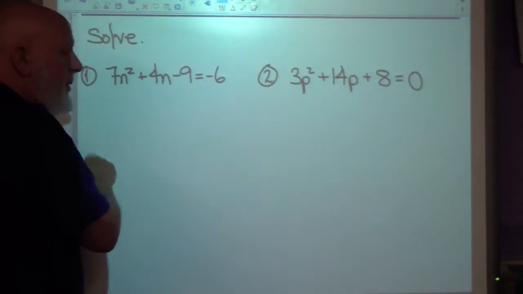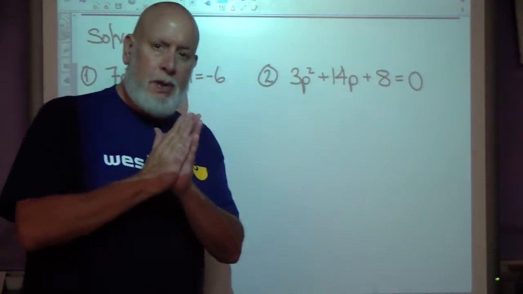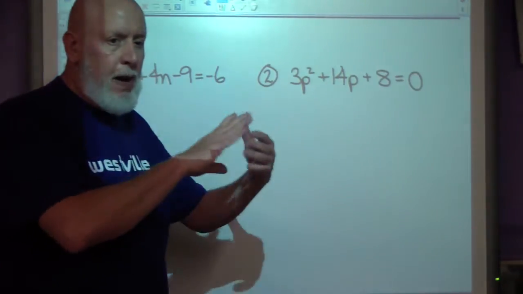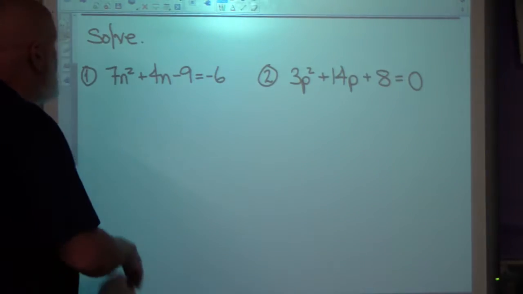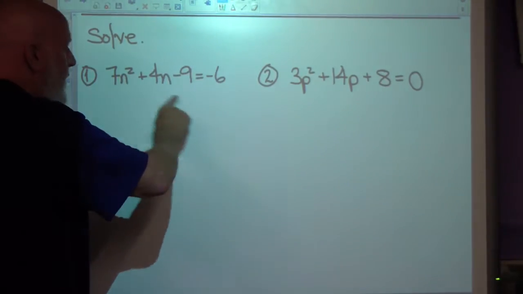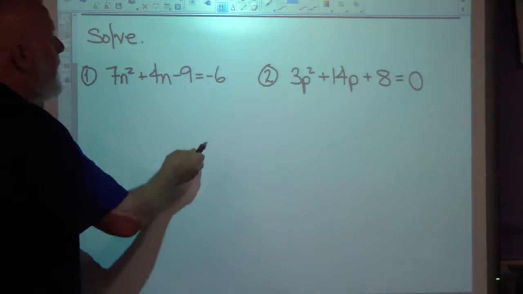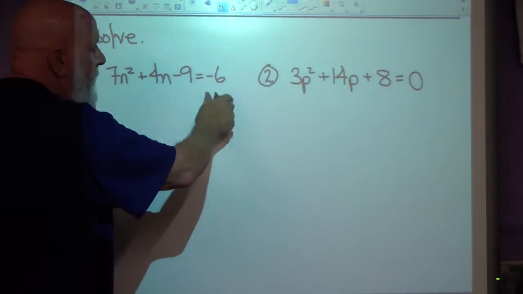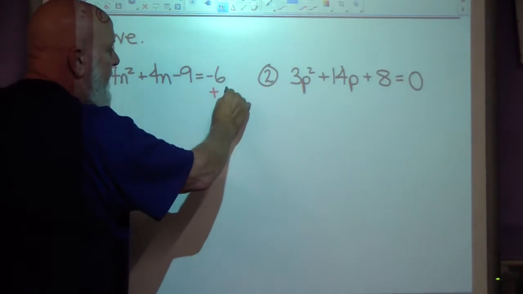We've talked about the T method in the past, but we were just factoring. We weren't solving. Today we're going to be using the T method to factor and solve. So here we go. We're asked to solve this. That means find values of n that will make this equation true. The first thing we want to do is set this equation equal to 0. So I'm going to turn this into a 0 by adding 6 to both sides.